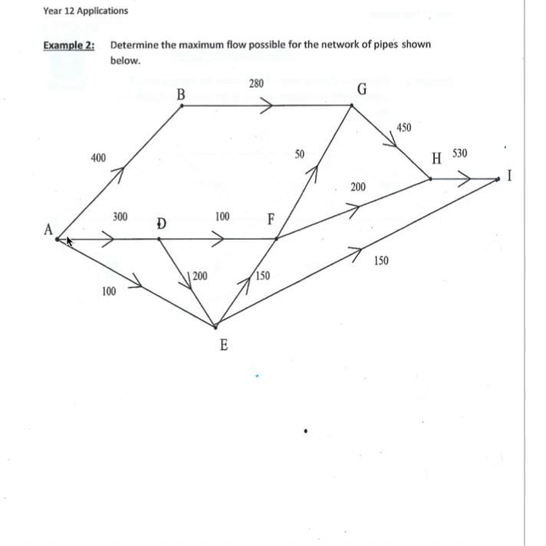The source is where the water supply is coming from. In this case, we can see all the arrows leading out of A. Therefore, the source is A. Sometimes it's not as obvious. It might not be A, it might be L, and this A might be in the center, for instance.